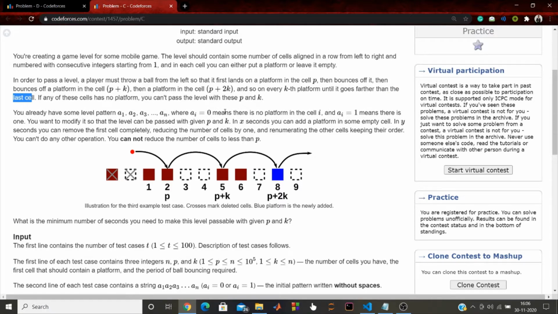Suppose I have to jump onto p plus k, and it's 0. Then in one operation I can make a platform where there was none, and this will cost me x seconds.